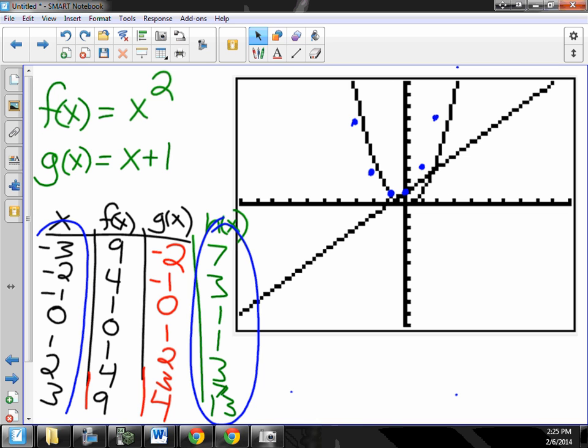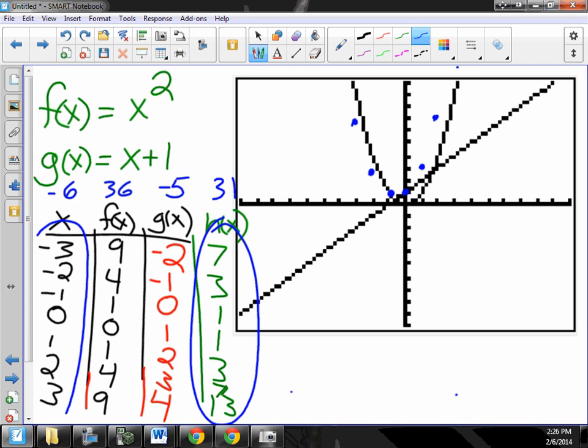That's a good question. You would think that it would be quite different from what it is. But let's look at, for instance, negative 6. Negative 6 squared is 36. Negative 6 plus 1 is going to be negative 5, and that's going to be 31. So that's a bigger difference. So near the center, it didn't change much, but on the edges, it's going to change a lot.